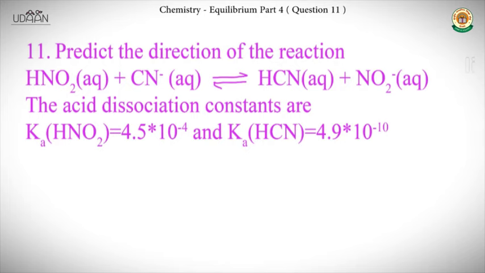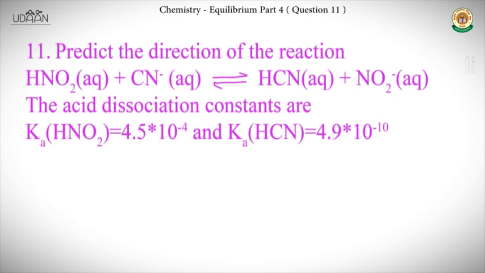So here we start with questions for ionic equilibrium, question number 11, the first one for ionic equilibrium. It goes like this. Predict the direction of the reaction HNO2 (aq) + CN⁻ (aq) in equilibrium with HCN (aq) + NO2⁻ (aq), given the acid dissociation constants: Ka for HNO2 is 4.5 × 10⁻⁴ and Ka for HCN is 4.9 × 10⁻¹⁰.